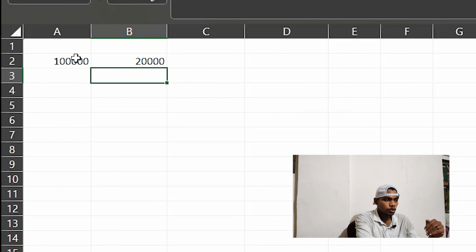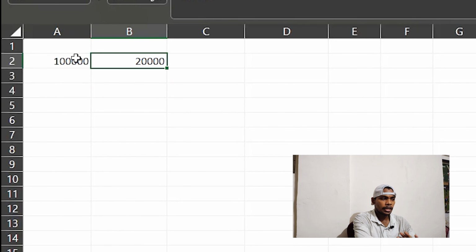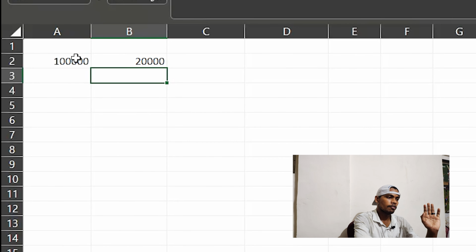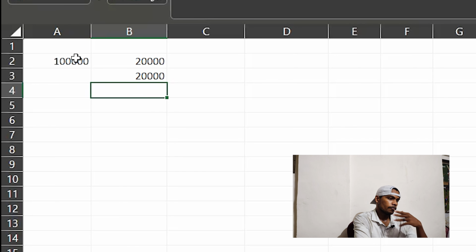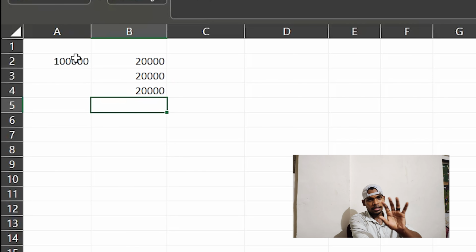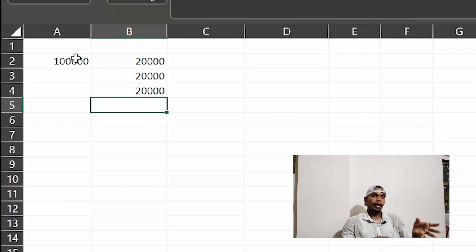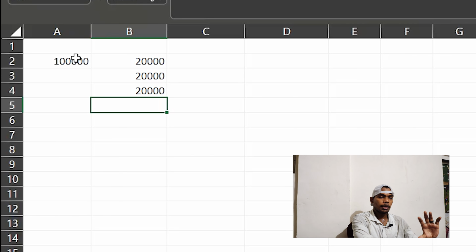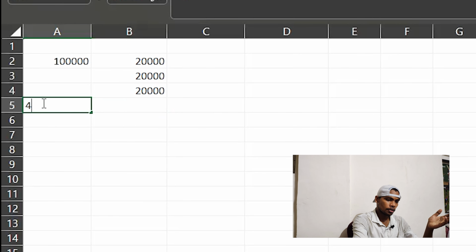If I take a first trade, for the second trade also I will take 20,000. For the third trade also I will take 20,000. So I took 3 trades, and I haven't booked any profit or loss on these 3 trades. My capital is 1 lakh. So 20,000 for 3 trades, 60,000 is gone, and the remaining is 40,000.